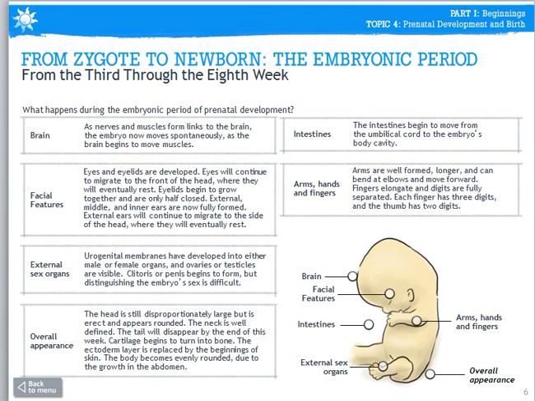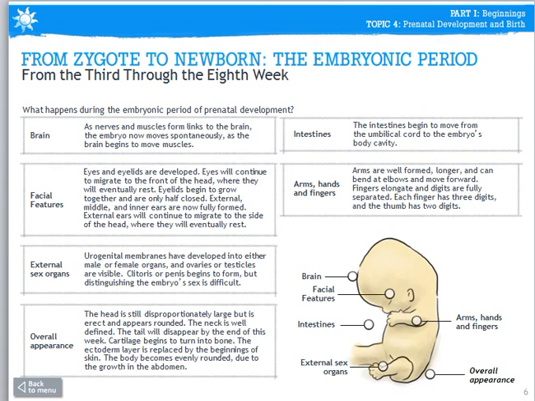Okay, now the embryonic period is the 3rd through the 8th week. So what happens during this embryonic period? Well, the brain develops. There's nerves and muscles that form links to the brain. And facial features are starting to develop. The eyes and eyelids. Now, the eyes are usually off the side of the head, but eventually the eyes tend to migrate towards the front, where they don't look so alien-like, right?